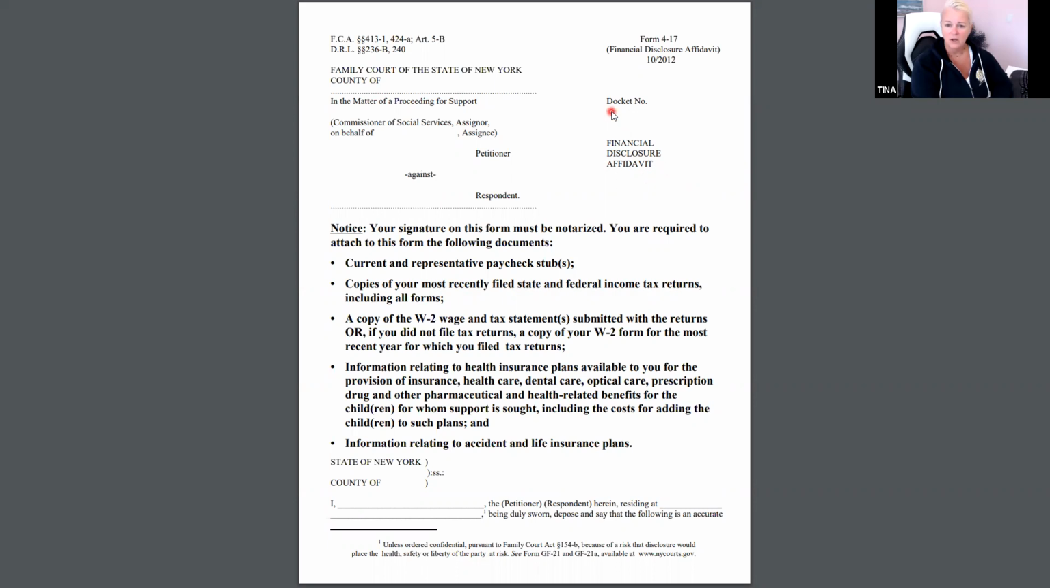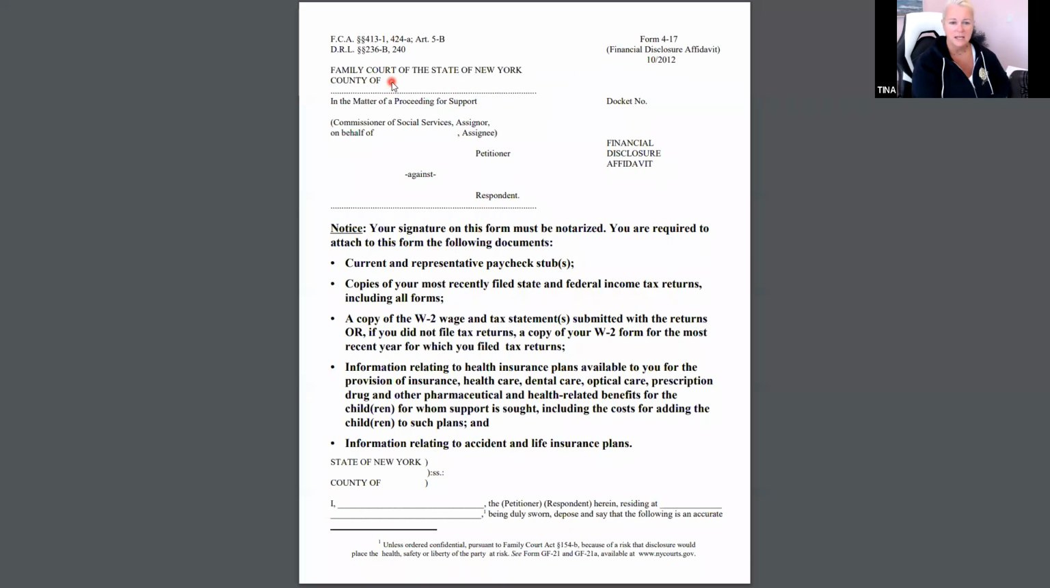So docket number, you put in whatever proceeding the court has assigned it to. If you haven't received a docket and this is your brand new petition, leave this blank. Just make sure you fill it out before you file a petition for support. Right, Tim? Correct.